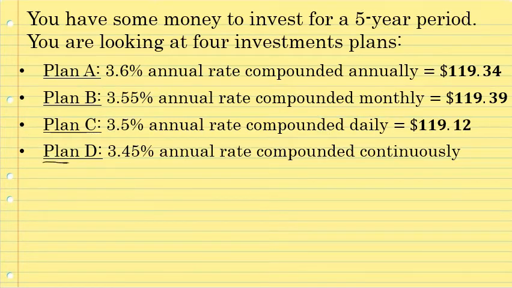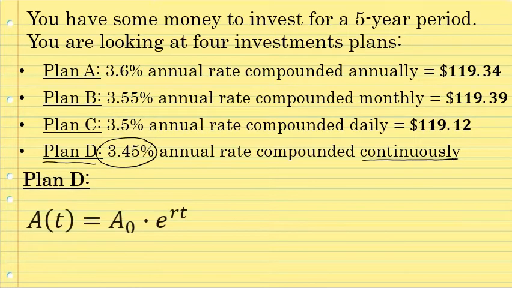Our last plan to look at, Plan D, has the lowest interest rate. It's only 3.45% as its annual interest rate. But this is compounded continuously. You can think of this as being compounded an infinite number of times over the course of the year. Continuously compounded interest requires the formula a sub 0 times the number, the irrational number e, to the power of rt, where r represents the interest rate as a decimal, and t is the time that the investment lasts for, which in this case is 5 years.